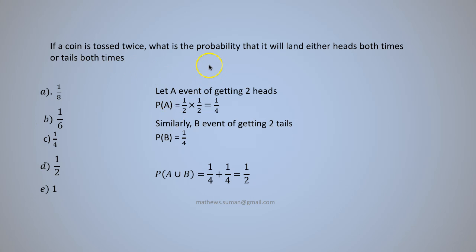Now we are given, what is the probability that it will land either heads both times or tails both times? Whenever we have or, we use union. So we need to calculate probability of A union B. Since both A and B are independent, this is equal to probability of A plus probability of B. That is 1 by 4 plus 1 by 4, which is half.